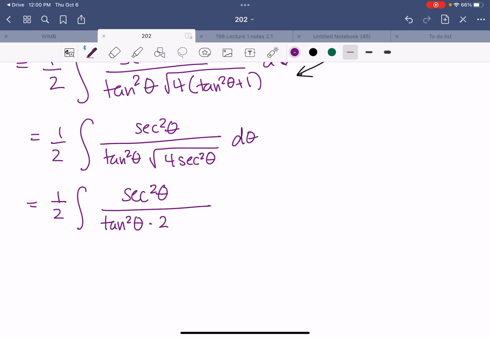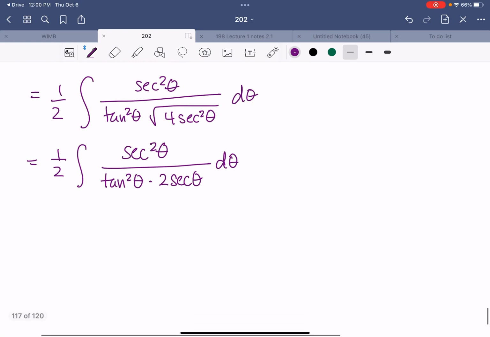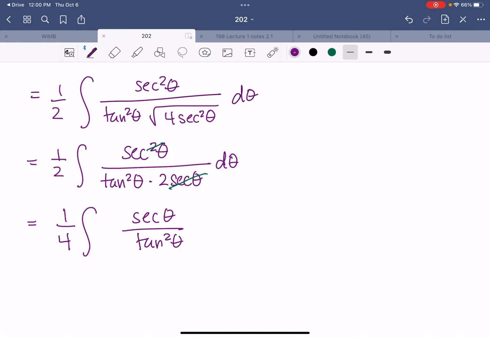And that gives me times 2 secant theta, d theta. And now we can cancel our secants. So one of those goes with this one. And my 2 can be moved out front, and it's in the denominator, so it becomes a 1/4. And now I have secant theta over tangent squared theta, d theta.